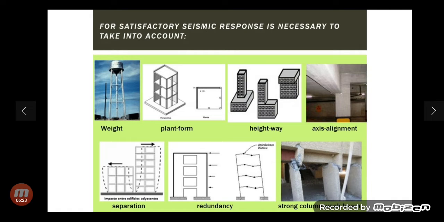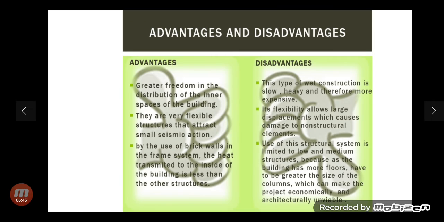Redundancy, regarding the support conditions, that is the number of degrees of freedom, is considered. Then the strong column, weak beam consideration, and that theory also has to be considered. Now, some of the advantages and disadvantages.